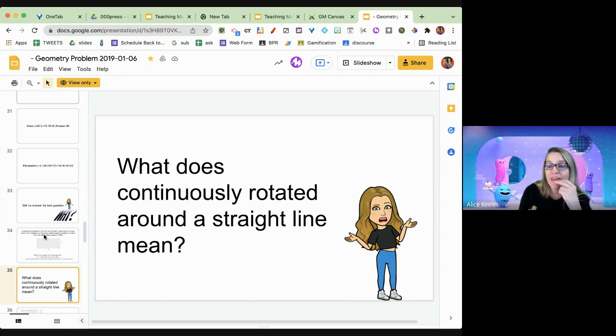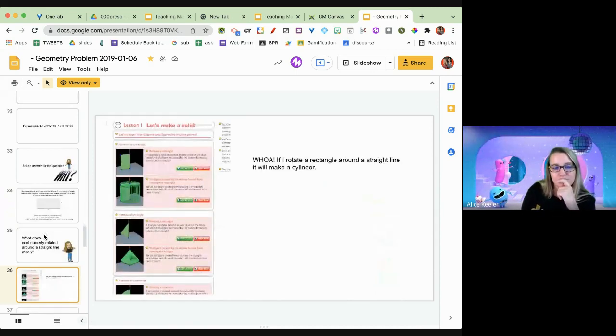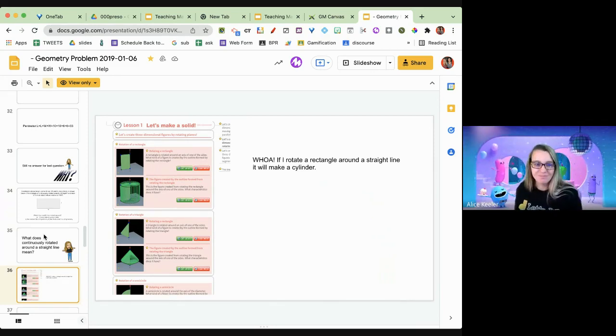You should Google that. Because you remember, I'm not going to tell you something that you can look up, even if you're 11. Even if you're 11 doing a calculus problem, I'm not going to tell you something that you can look up. So she finds this, and you guys like, whoa. I wrote this for her. Whoa. If I rotate a rectangle around a straight line, it will make a cylinder.